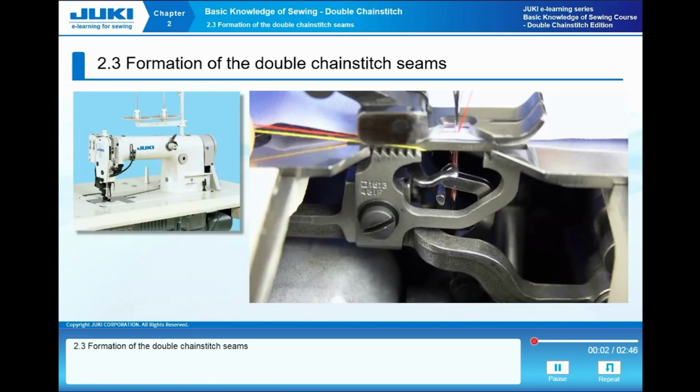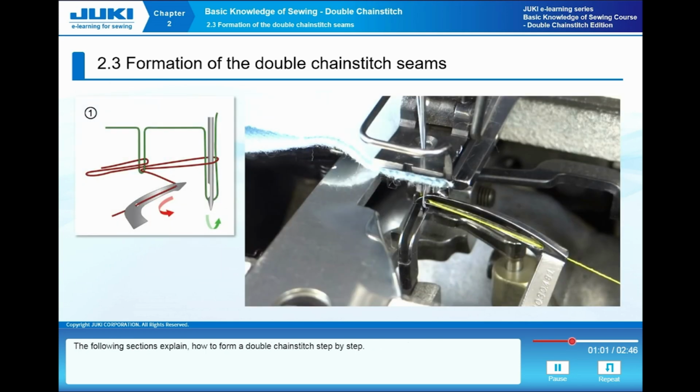2-3. Formation of the double chain stitch seams. Double chain stitch is mainly formed by the combination of the looper and the looper thread take-up cam. The following sections explain how to form a double chain stitch step by step.